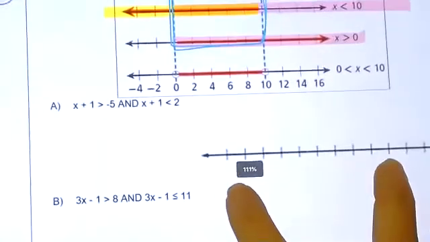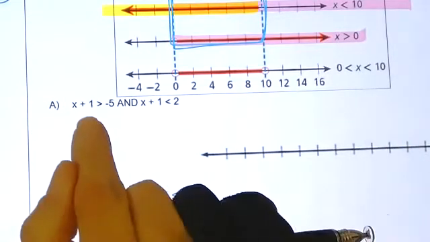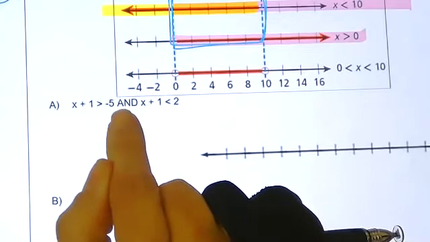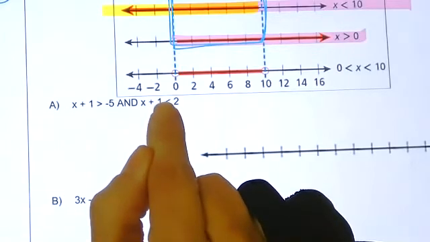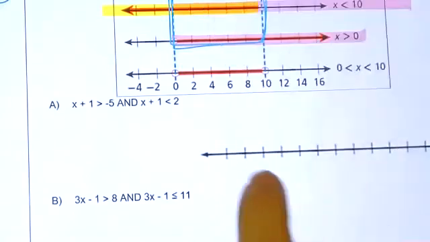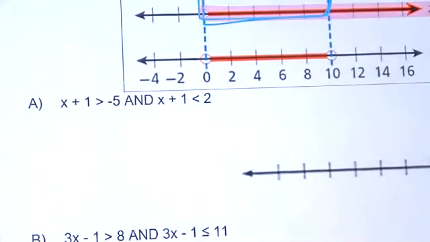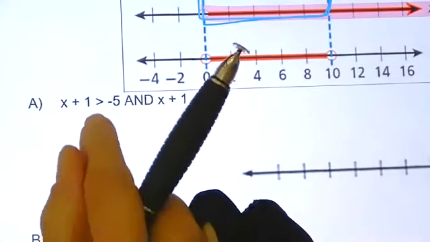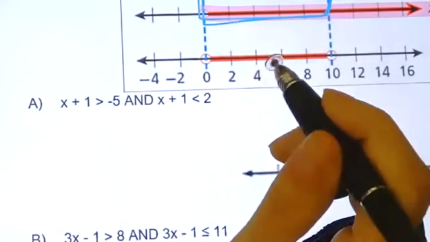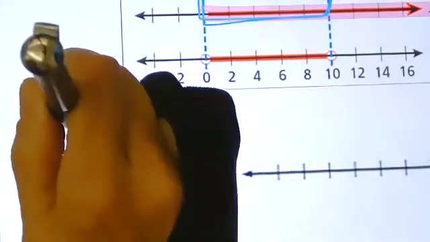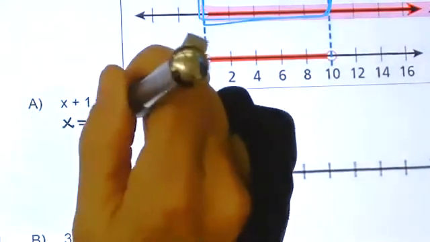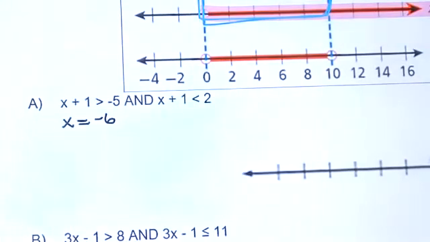So the way that we would do this, for example, A right here, if we want to solve this compound inequality, it has the word and, we just do these each separately. My first one says x plus 1 is greater than -5. So if I treat this as an equation, I can subtract 1 from both sides. So subtract 1, I get -6. Now I can test a point to see whether my arrow is going to go to the left or to the right. But let's go back to the other way.